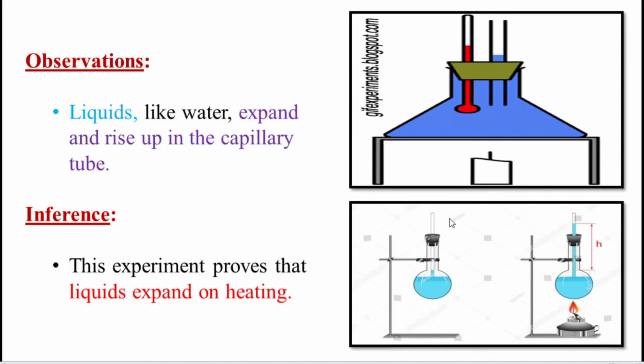So the observations are, liquids like water expand and rise up in the capillary tube. You can see in the picture, when we heated, the level of the water increased. From the initial level, it rises up because of the heat. The temperature is increased. When the temperature is increased, the level of the water also increases. So students, from this activity we get the inference: this experiment proves that liquid expands on heating.